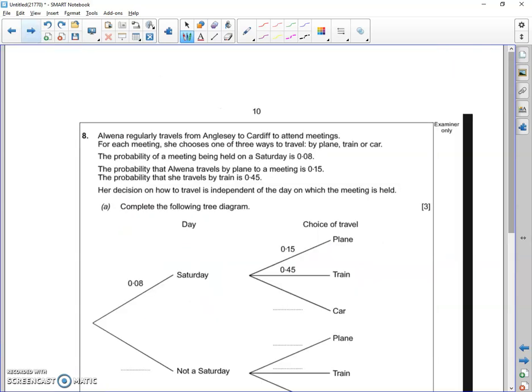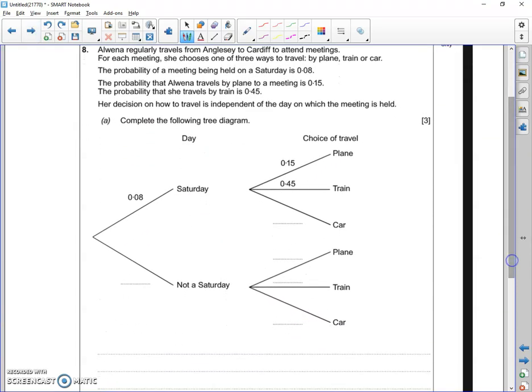Right, number 8. Probability tree. Okay, there's quite a lot of branches on this. Not a huge amount mathematically to do though. Easiest branch to work out. Remember these two branches got to add up to 1. So not on a Saturday must be 0.92. Okay. We've got 0.15 and 0.45 for plane and train. That adds up to 0.6. So car must be 0.4.